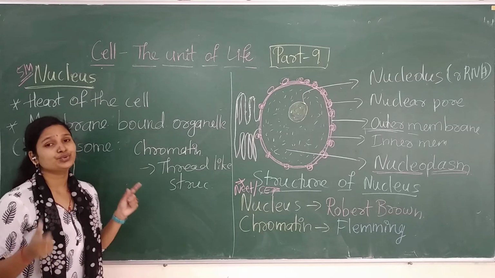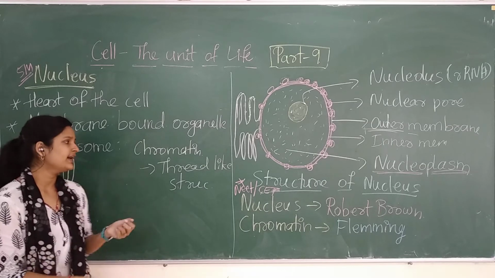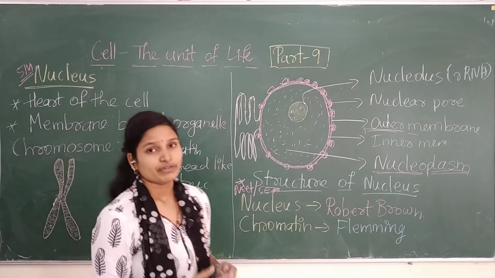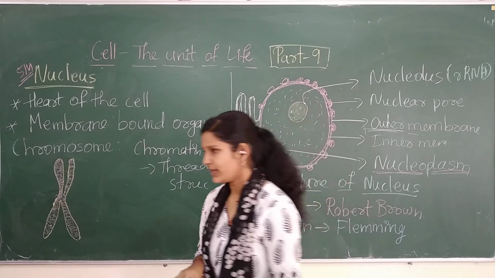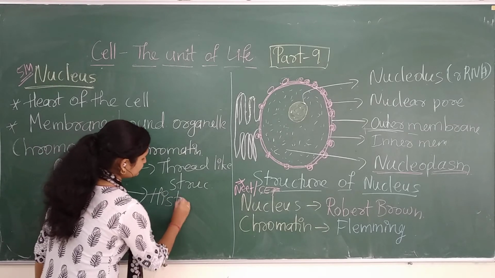Try to imagine that this 2 meter long chromatin is coiled and present in this structure. Okay, and it is coiled like this throughout the chromosome. That dense part we call chromosome. You should know what you mean by chromosome and what is the difference between chromosome and chromatin material. Okay, it is coiling with the help of histone proteins.